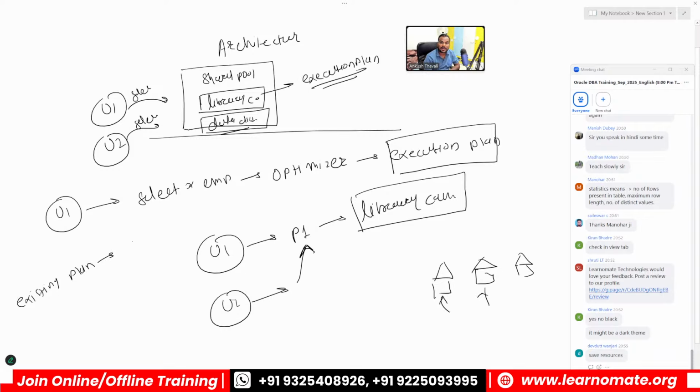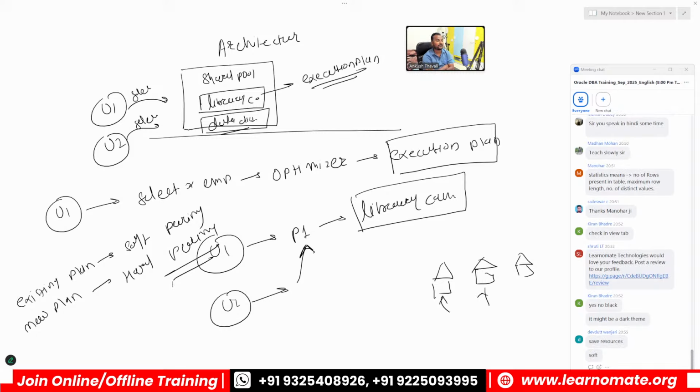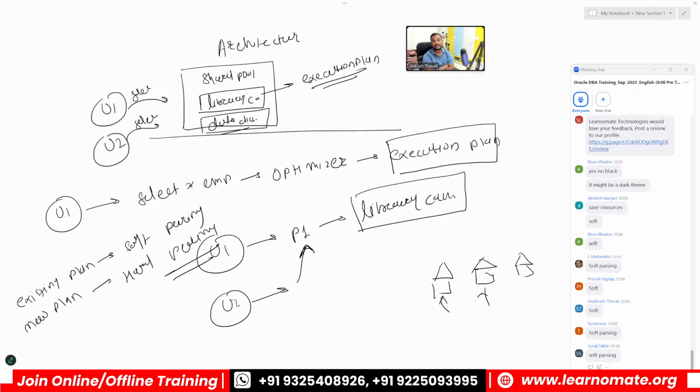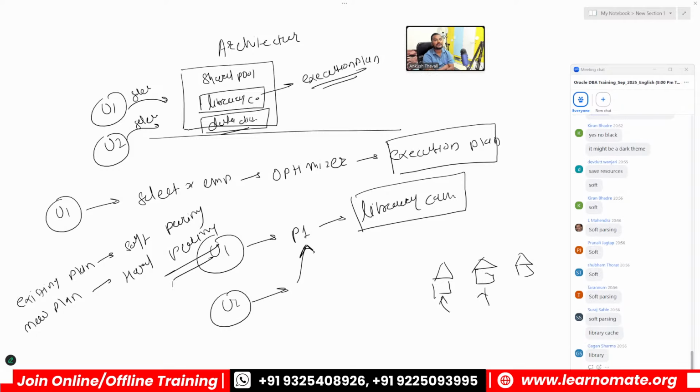If it is using the existing plan, that architecture we call soft parsing. And if it is creating a new plan, that is called hard parsing. Now tell me, which one is better for the performance of your queries, hard parsing or soft parsing? Soft parsing. And where are all those plans available? All those plans are available under your library cache.